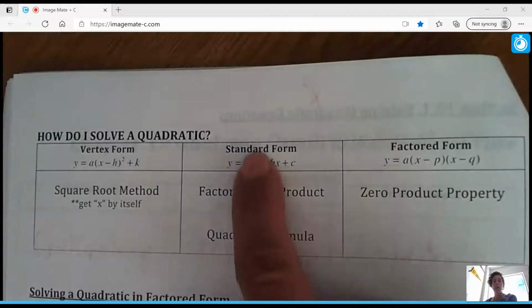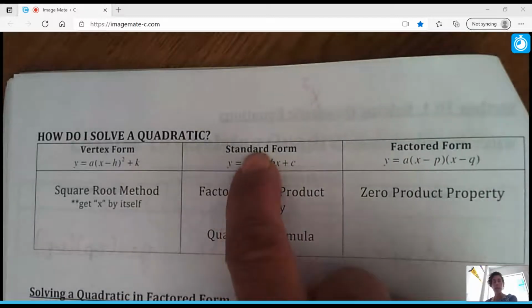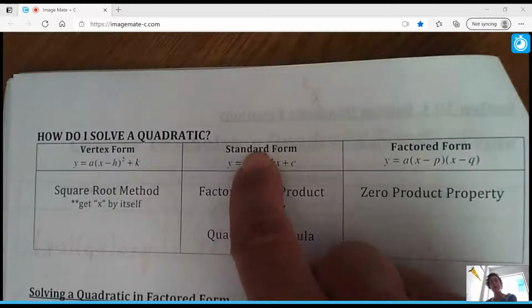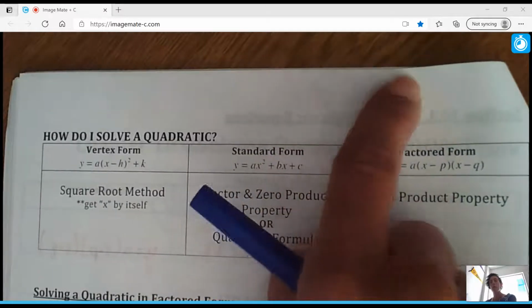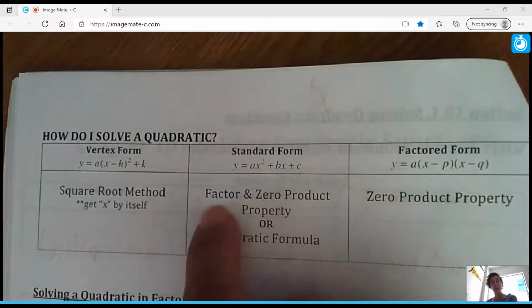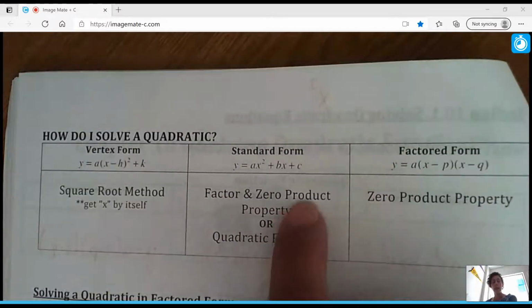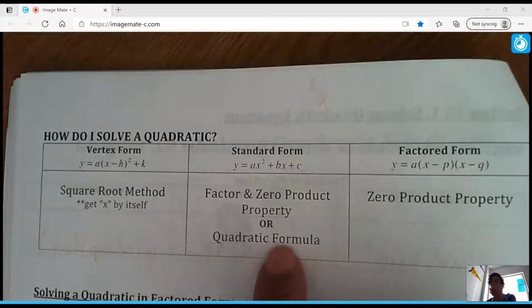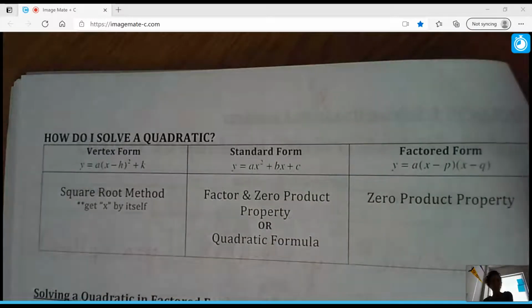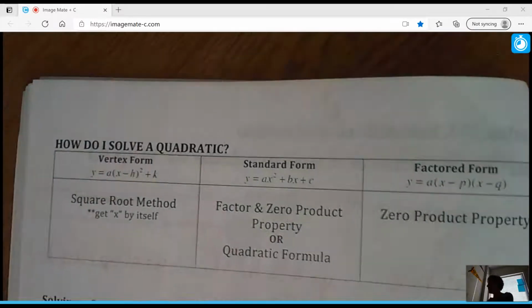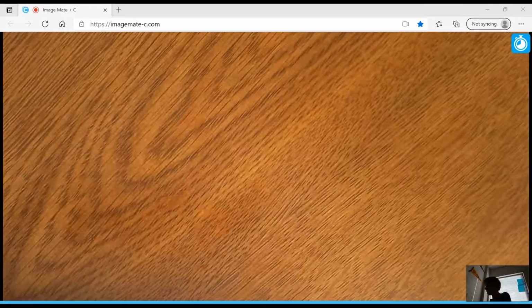Today we're going to work in standard form, and as you remember from the last two showcases of learning, you do have the option to go from standard form to factored form by factoring. So that's what we're going to do. We're going to factor it so we can get it into factored form and then use that zero product property. Now there is another option, but that will be coming up in another video or two. Okay? So, jumping to page 32 again.